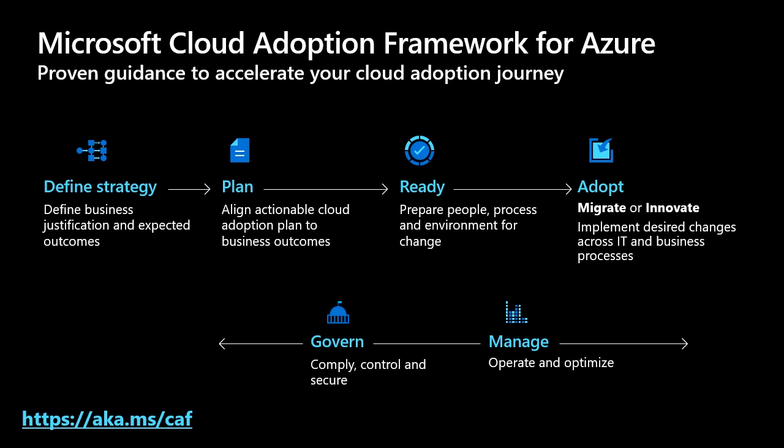Third phase is to make sure that your people, your processes, and your environment are ready and continue to be ready and adaptable to the change that the cloud will provide. And then the fourth step is the actual migration or innovation of your tool sets or your business software or your applications to the cloud. This means implementing desired changes across your IT and your business processes.